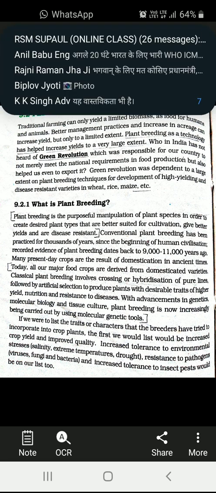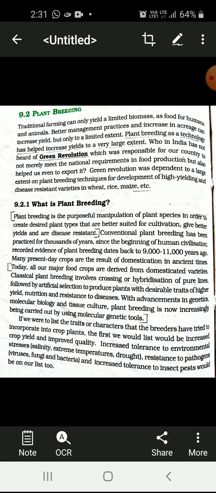Traditional farming can only yield a limited biomass as food for humans and animals. Better management practices and increase in acreage can increase yield, but only to a limited extent, meaning thereby that plant breeding technology is the sole practice that is likely to increase the crop yield as far as the growing demand of food for the growing global population is concerned.